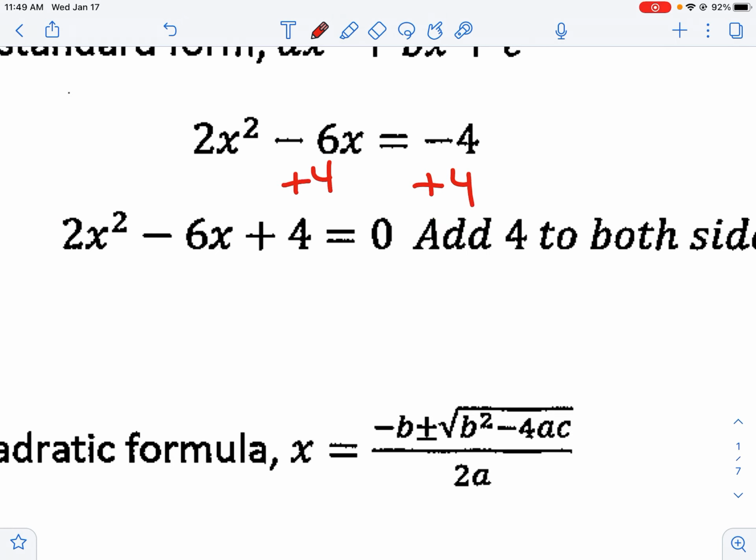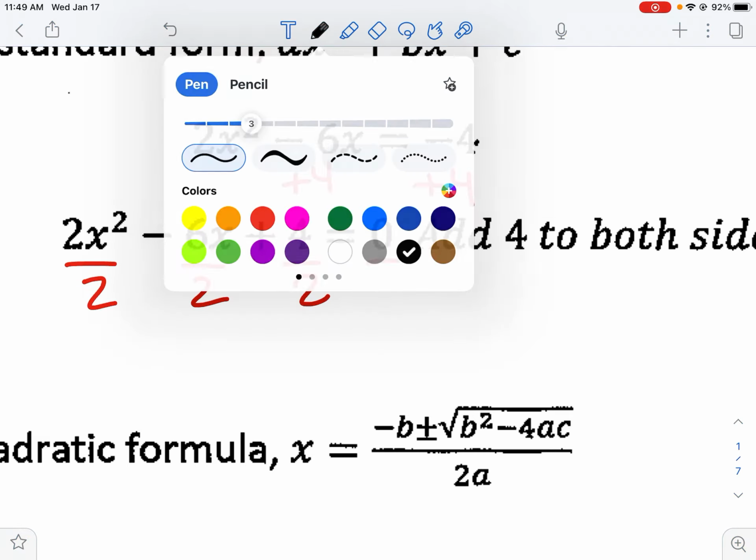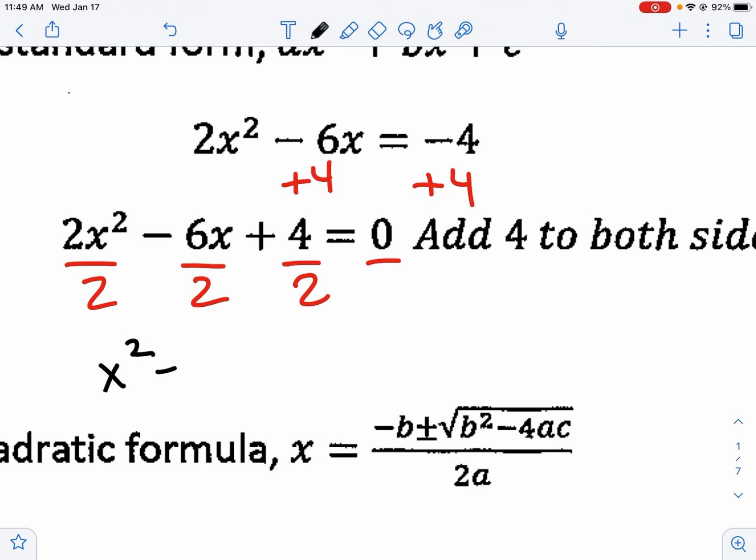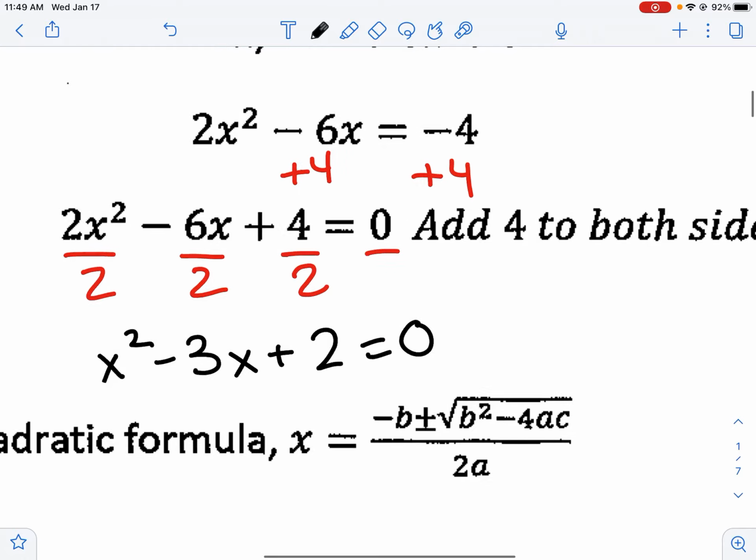Now, I'll just show you this really quick. We can make our lives easier. Because this is an equation, we can divide both sides by 2, because there's a common factor of 2 in all these. So why don't we do that to make our lives easier? We end up getting x squared minus 3x plus 2 equals 0.